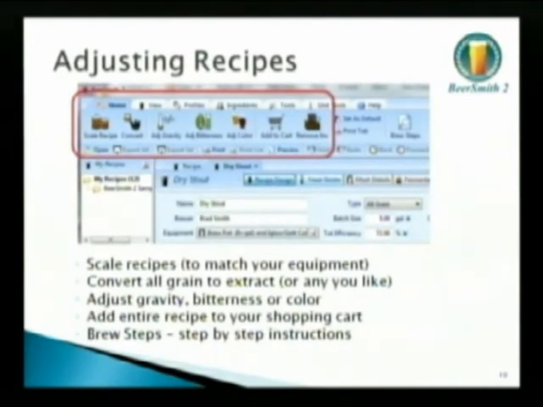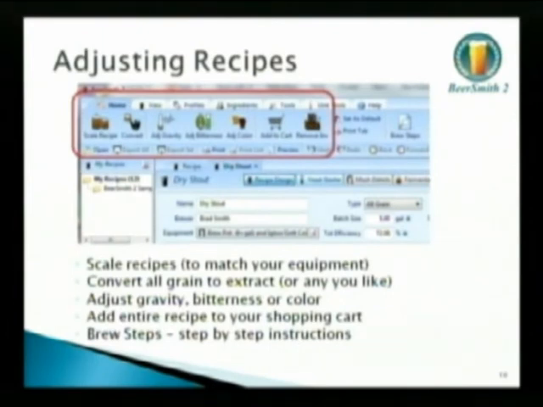I mentioned you can adjust recipes. One of the most useful functions here is the scale recipe command, which is in the top left there. Once you have that equipment profile set up from the previous step, you can pull any recipe off the web, click on that scale recipe command, select your own equipment profile, and BeerSmith will do all the adjustments to match that particular set of equipment.